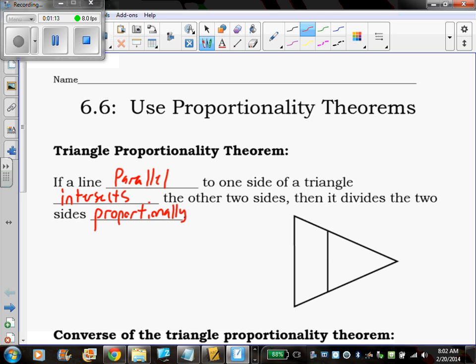So in this picture, that would be this side, and here's our line cutting through the other two sides. You do see here that it intersects both of those other sides. What we're going to have then is these sides being split proportionally. So we'll talk about what that means coming up in a few examples.